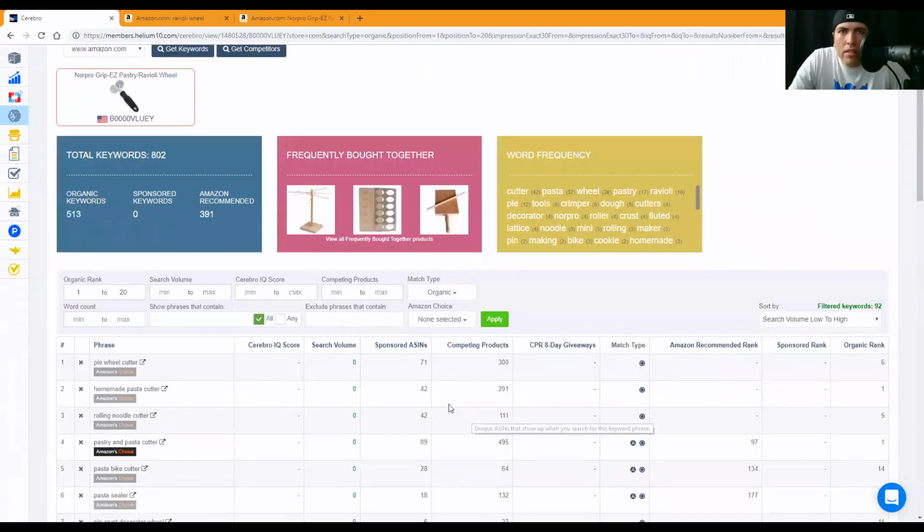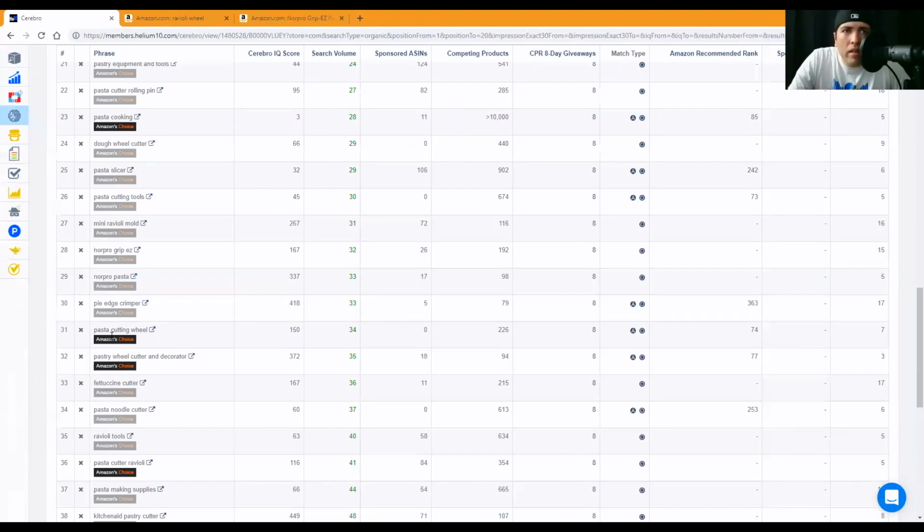All right. Let's go maybe here. This is something that seems very important, pasta cutting wheel. They're actually on page 1, position 7, so everybody who searches this sees the product. However, this keyword is searched only about 20 or 30 times in an entire month. So here's my other question.